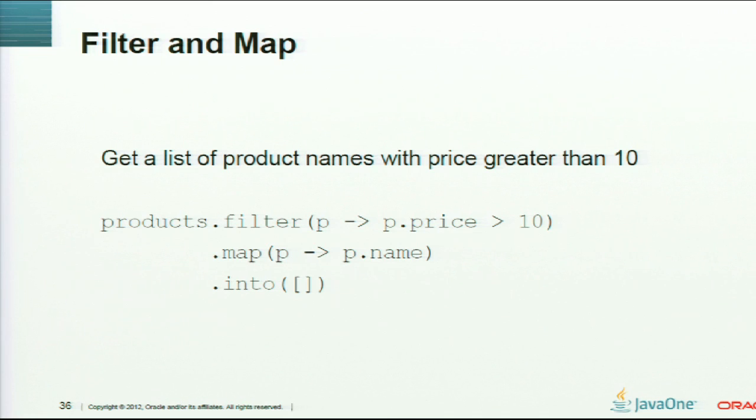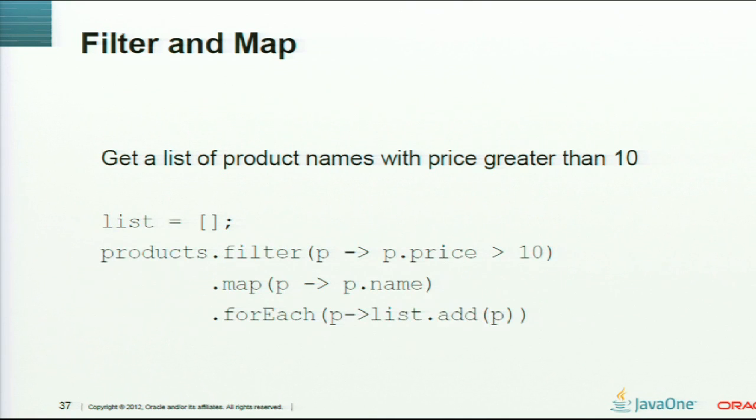Chaining the operations together is also common in the collection support. You could chain those together to achieve complicated operations. This is just an example of ForEach. This particular example could also be written using ForEach instead of into, but you need to create an empty list first, and then in the ForEach loop, you actually add the element to the list. So this and this are very equivalent.